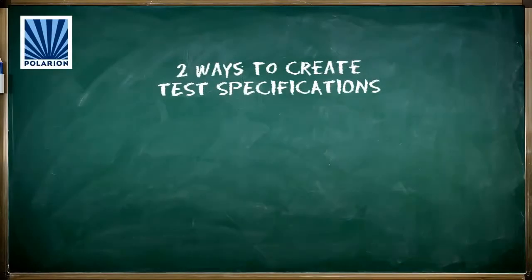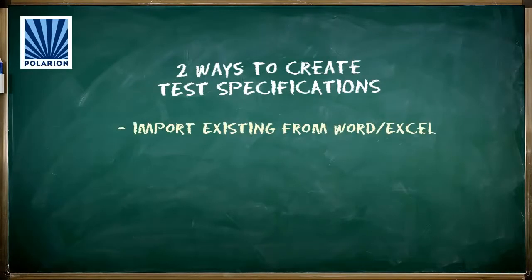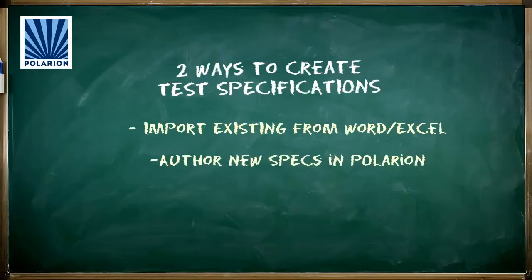There are two basic scenarios for creating test specifications in Polarion. You can import existing specs you already have in Microsoft Word or Excel, or you can author new specifications in Polarion, either in LiveDoc documents or using the integrated work item tracker. Let's look briefly at each of these options.